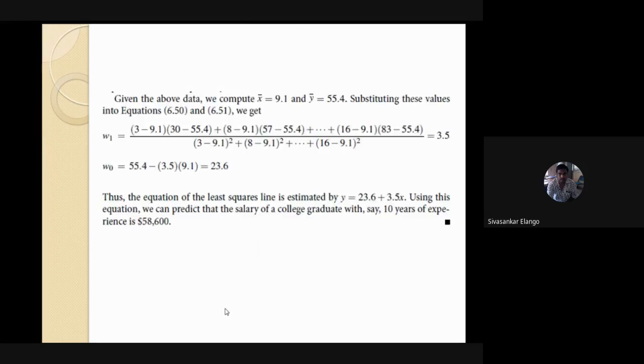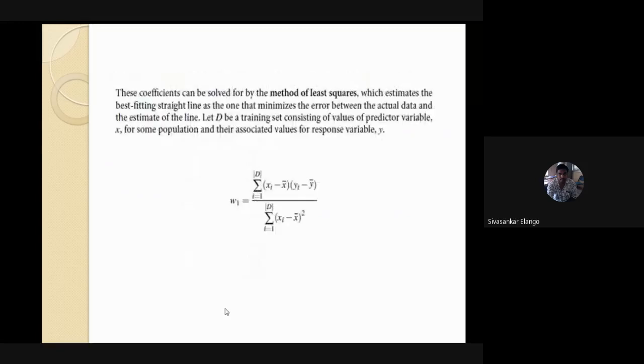Mean of x is going to be summation of x divided by n, and mean of y is going to be summation of y divided by n. You can compute the values of x bar and y bar. And to compute the w1 value, it's going to be summation of (xi minus x bar) into (yi minus y bar) divided by summation of (xi minus x bar) whole square.